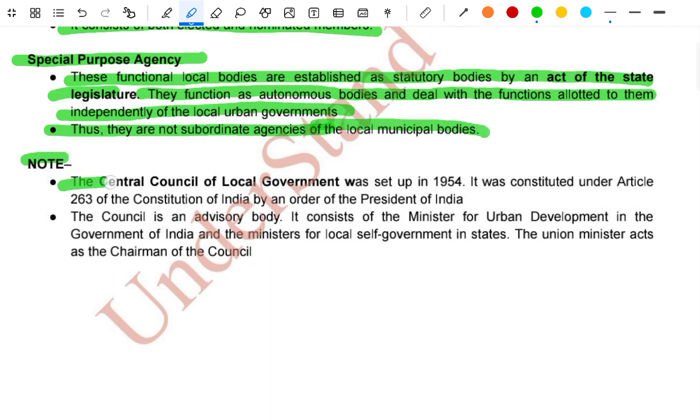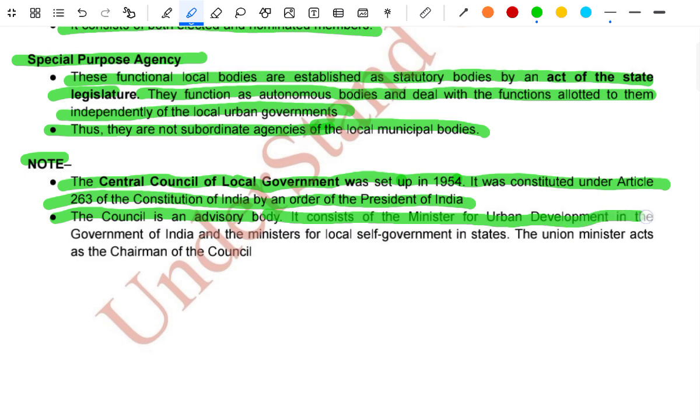Note: the Central Council of Local Government was set up in 1954. It was constituted under Article 263 of the Constitution of India by an order of the President of India. The Council is an advisory body. It consists of the Minister of Urban Development in the Government of India and the Ministers of Local Self-Government of the states. The Union Minister acts as the chairman of the Council.